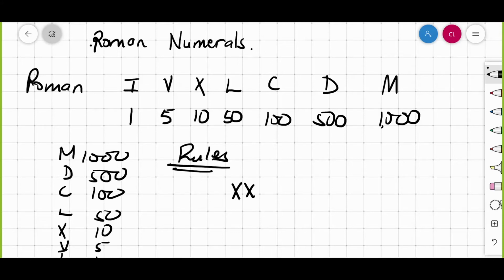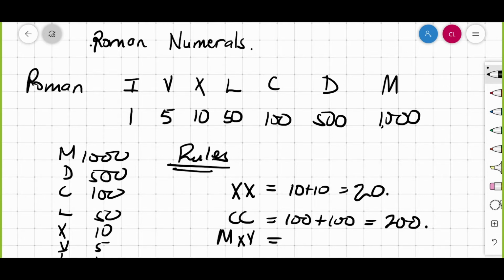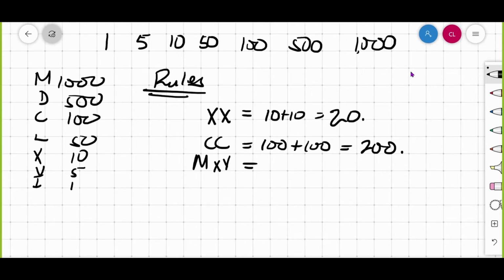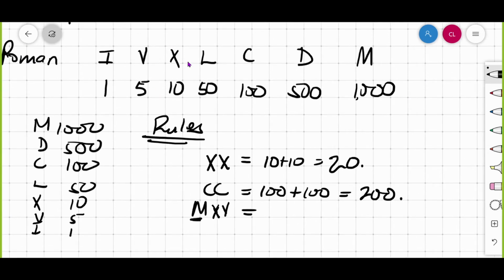What would XX be equal to? 20. It would be equal to 10 plus 10, which would give us what? 20. Not quite. So is that times? No, man, this is X. And for Roman numerals, X means what? See it up here? 10.